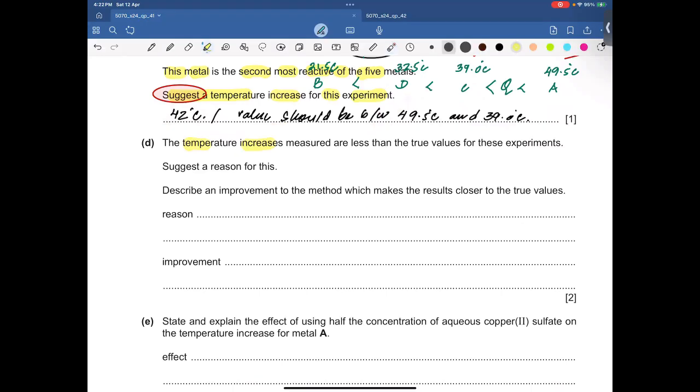The temperature increases measured are less than the true values for these experiments. So the temperature increases are technically lower than the actual value. Suggest a reason for this. The reason is heat loss from the top of the beaker.